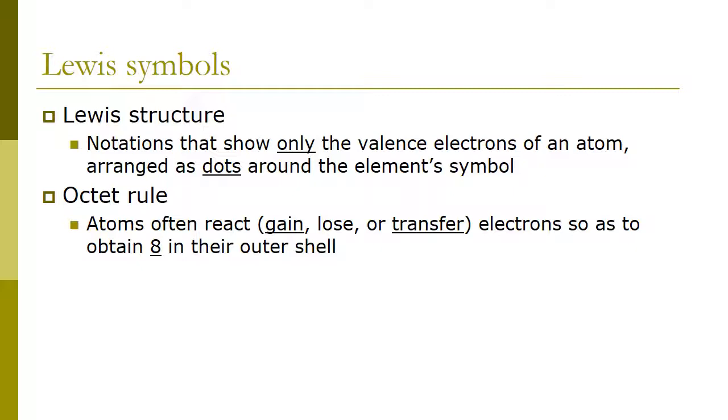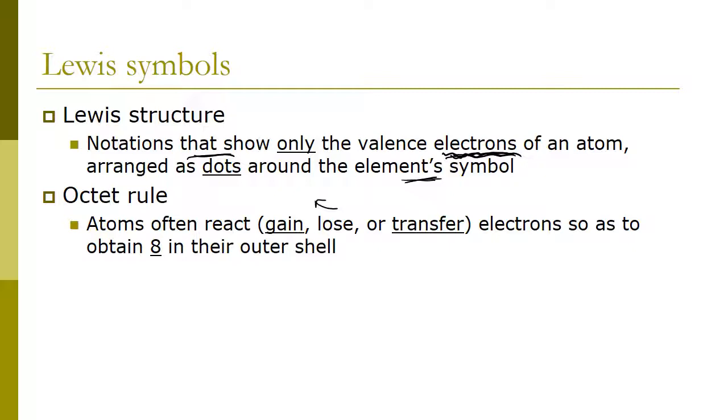Now, the Lewis symbols are these little notations. So we're just trying to draw something. We're only going to look at the valence electrons. Remember, the valence electrons are in the outermost shell, and that's what's actually going to show the reactivity of different elements. We arrange these valence electrons as dots around the element symbol. And the symbol is just the letters off of the periodic table.